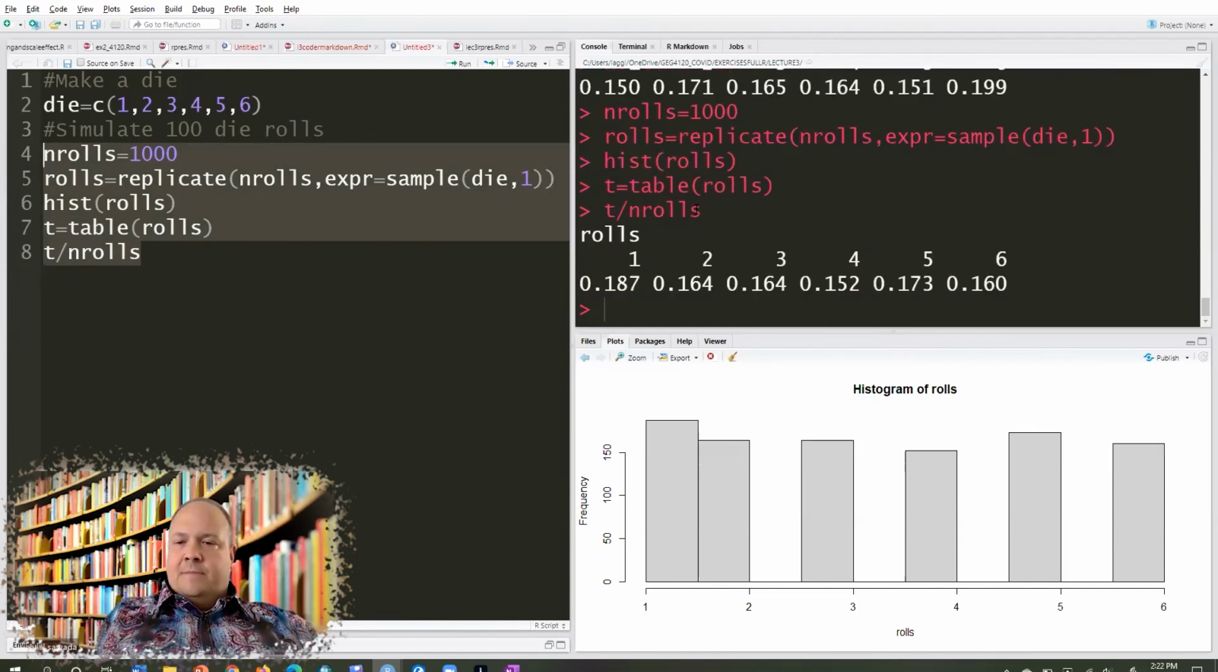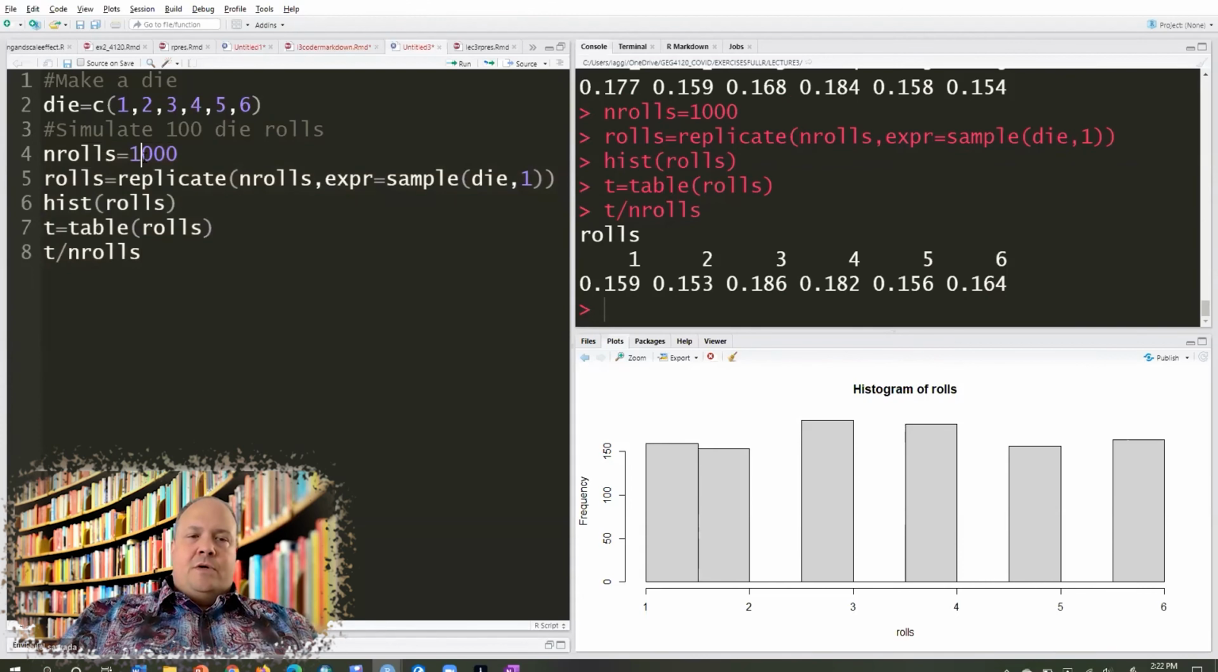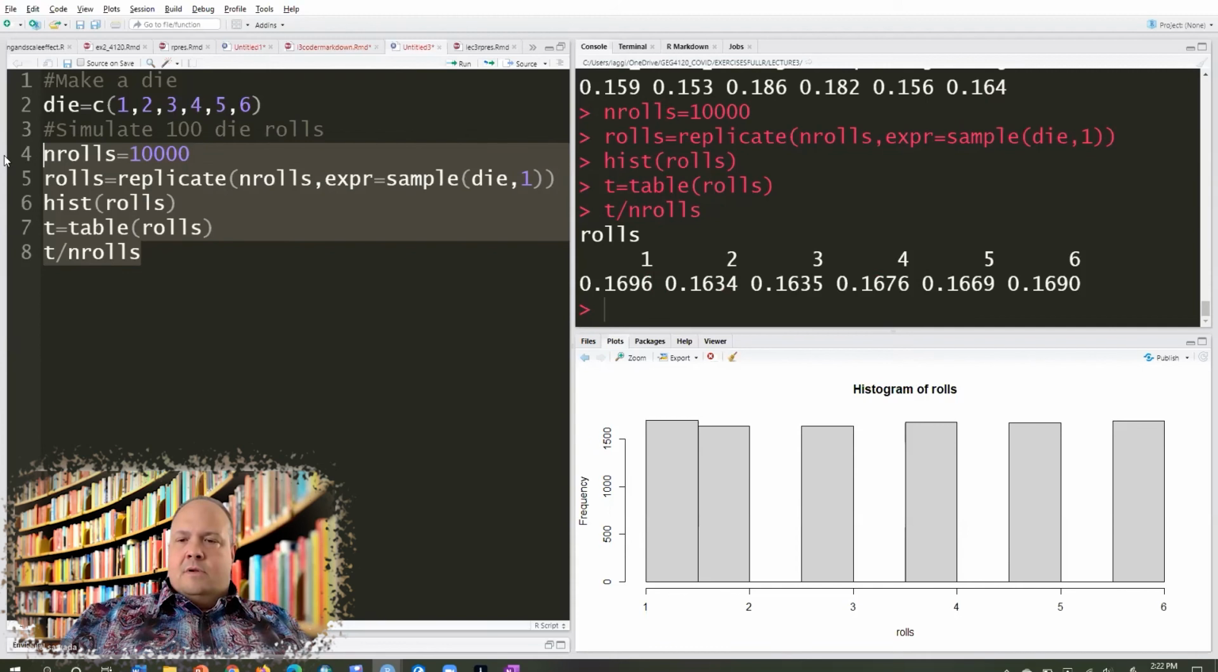Run them many times. And again, we're getting most of them being close to 0.16 something, or not too far from 0.16. But there's still variation. So let's do 10,000. Wow, now everything is 0.16: 0.1696, 0.1634, 0.16, 0.17, etc. If I try it again, very similar. Everything is around 0.16 to two decimal places.